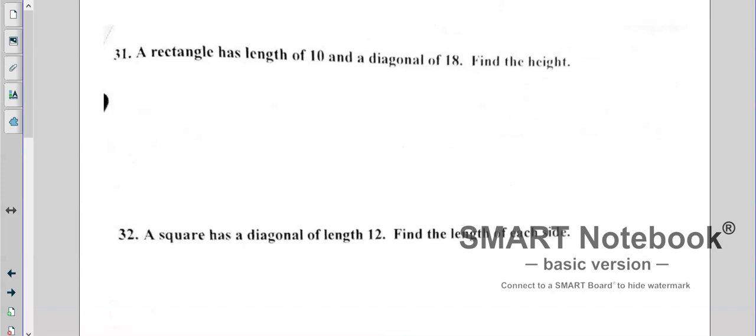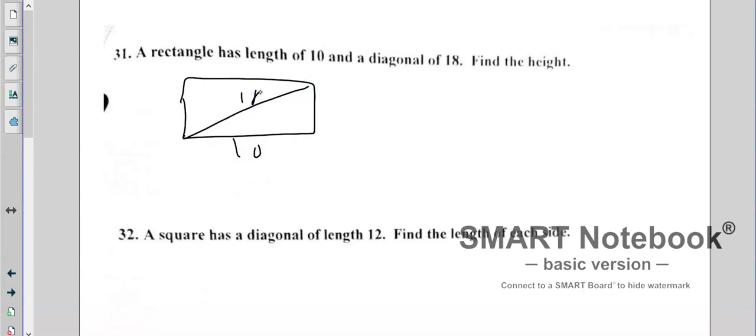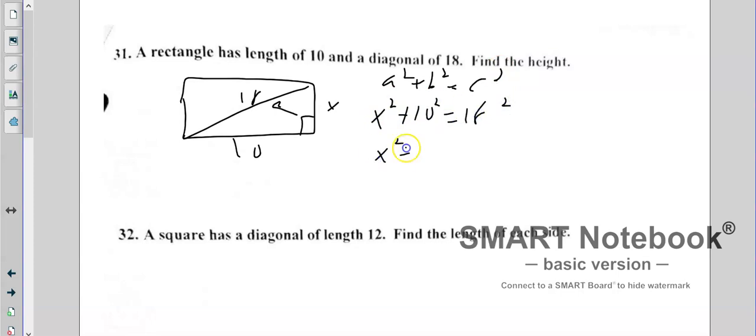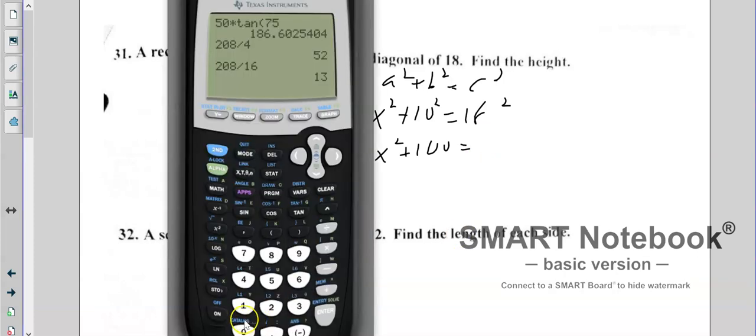A rectangle has a length of 10 and a diagonal of 18. Find the height. Okay. Well, again, this is a right angle because it's a rectangle. That's my hypotenuse here. So a squared plus b squared equals c squared. X squared plus 10 squared equals 18 squared. This is 100. I can't remember what 18 squared is. I should know it, but 18 squared is 324.